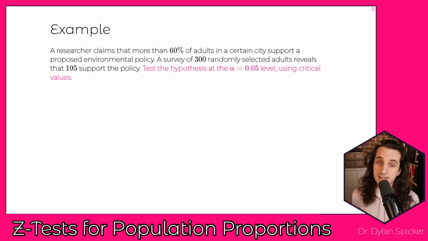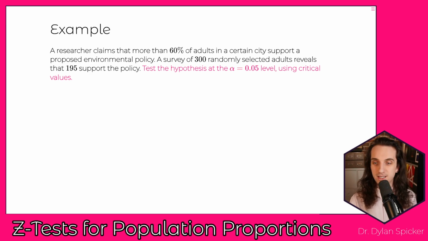We can look at one last example here. The researcher is claiming that more than 60% of adults in a certain city support a proposed environmental policy. The survey of 300 randomly selected adults reveals that 195 of them support the policy. We want to test the hypothesis at the 5% level of significance, and we want to use critical values to do so. Okay, so again, we should identify what our hypothesis is here.